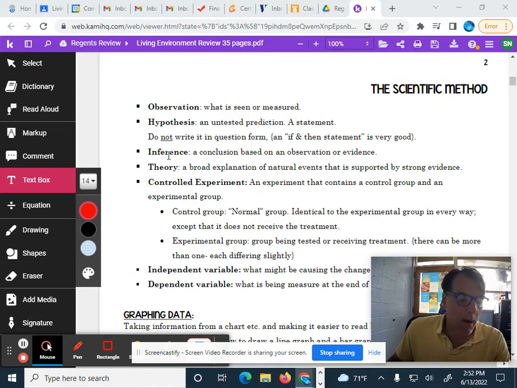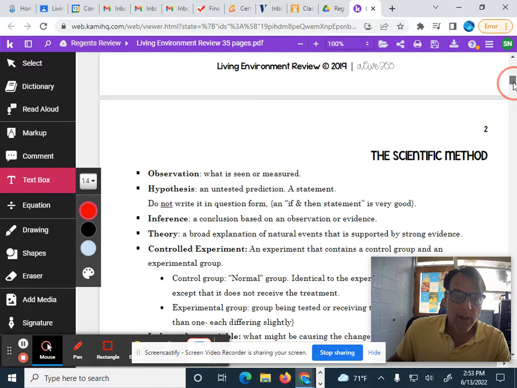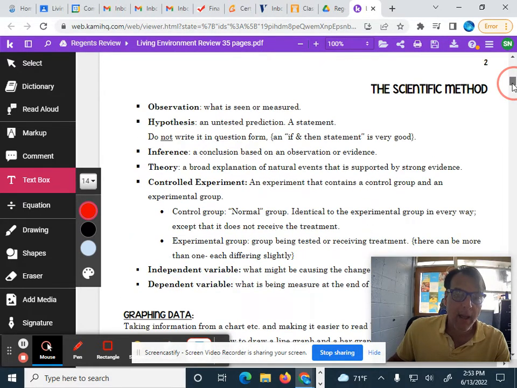The one that kids are probably most unfamiliar with, some of the things are an inference. So it's a conclusion based on an observation or evidence, right? So you kind of know something and you're kind of trying to connect it together. Okay, so if you are giving fertilizer to a plant and the plant grows, you're making an inference that the fertilizer helped the plant grow, right?